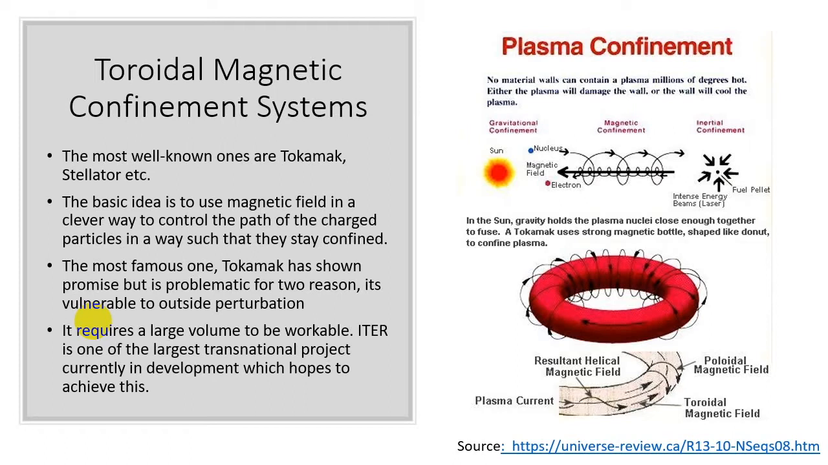So the tokamak is viable at a really huge scale, and right now there's a transnational organization called ITER that has been building this 1 kilometer structure where we're going to see whether this actually works. But you already see the problem, right? It's a 1 kilometer structure. If anything goes wrong, no.